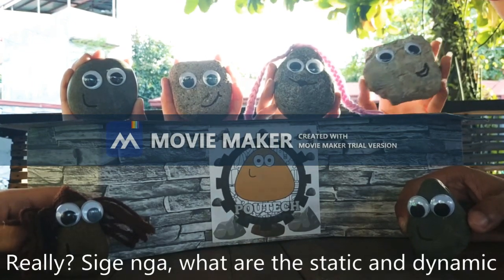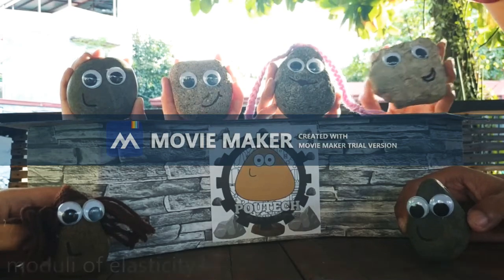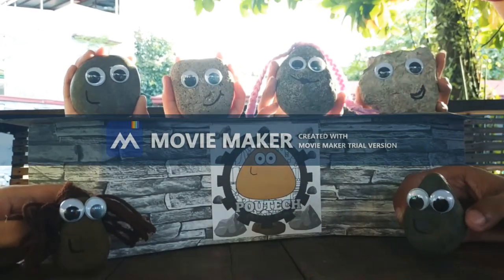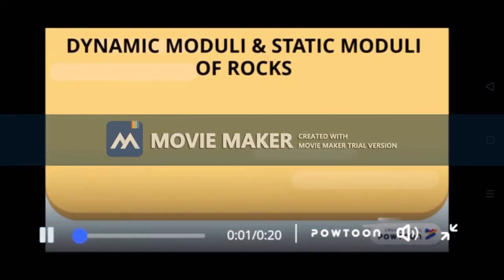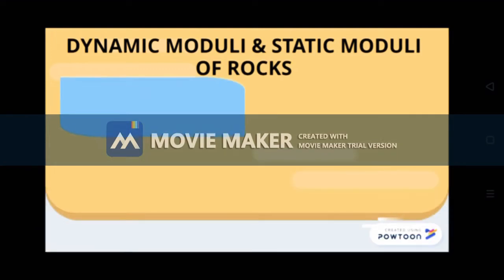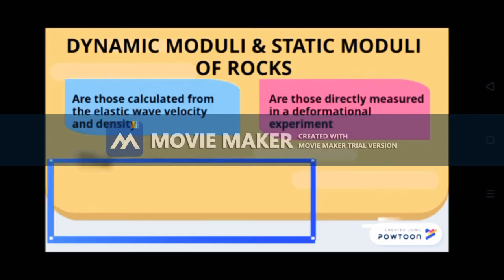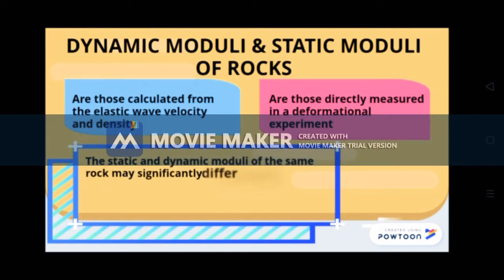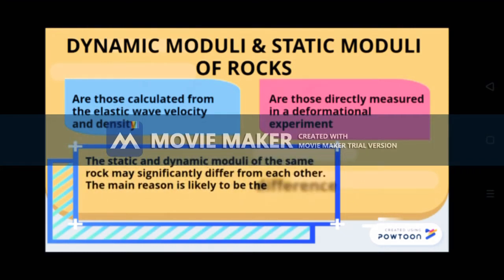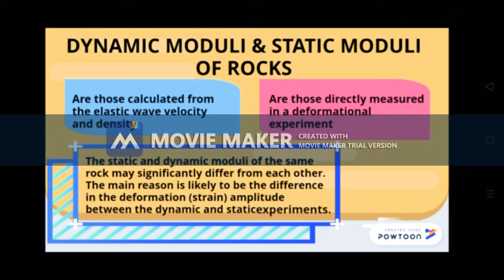What are the static and dynamic moduli of elasticity? The dynamic moduli of rock are those calculated from the elastic wave velocity and density. The static moduli are those directly measured in a deformational experiment. The static and dynamic moduli of the same rock may significantly differ from each other. The main reason is likely to be the difference in the deformation strain amplitude between the dynamic and static experiments.